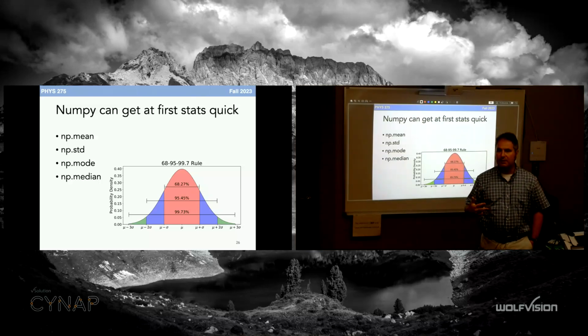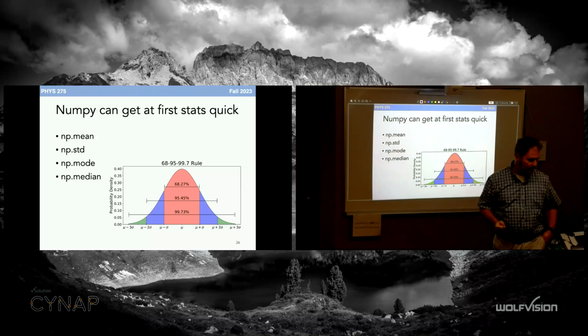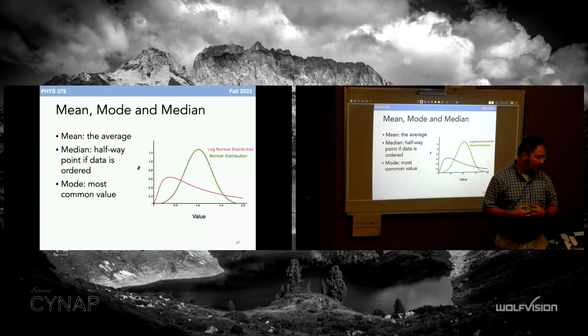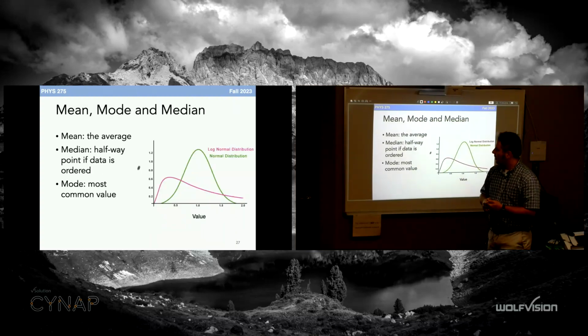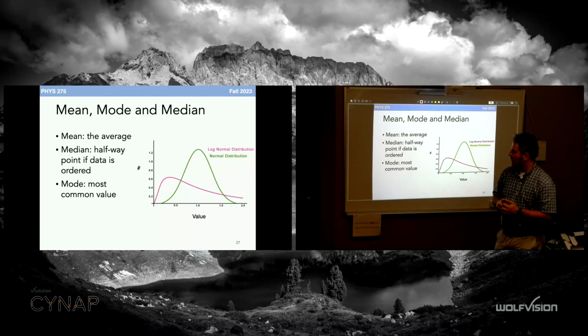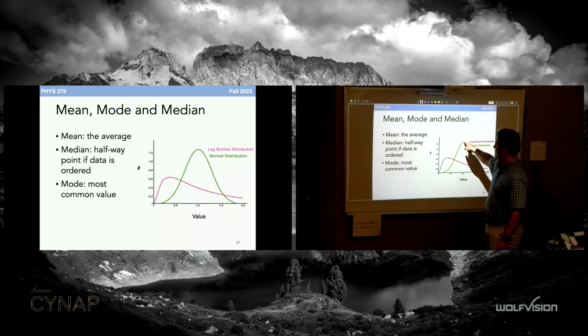NumPy has a whole bunch of these built-in functions that gives you all that stuff immediately. So the mean is the average, the median is the halfway point, and the mode is the most common value. So if you look at the normal distribution, they're all sitting right here, right? So this is where this gets confusing.